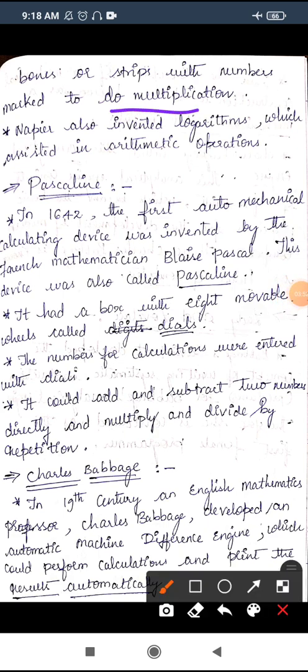Later Napier also invented logarithms, which assisted in basic arithmetic operations like addition, subtraction, multiplication, division, etc.